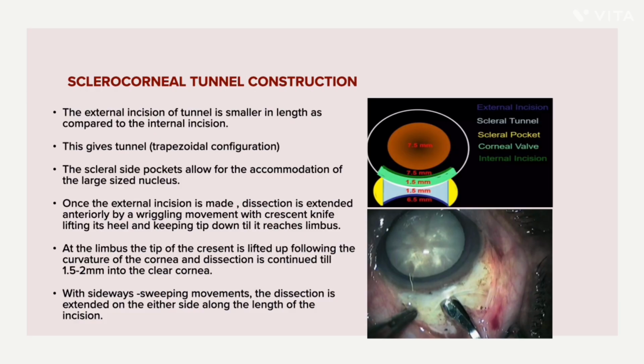And also, while entering the clear cornea, as the knife reaches the limbal area, you change the angle. The tip of the crescent is lifted up to follow the natural curvature of the cornea. And we continue this dissection approximately 1.5 to 2 millimeters into the clear cornea. This corneal valve is what makes the wound self-sealing later.